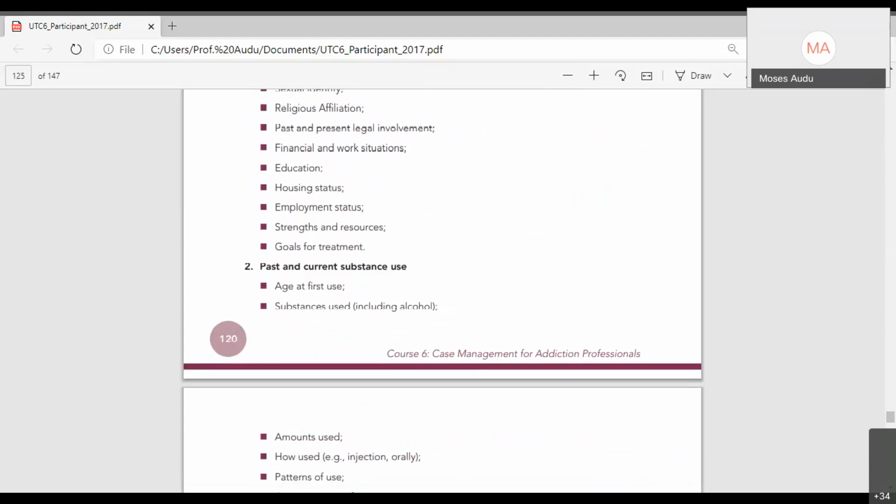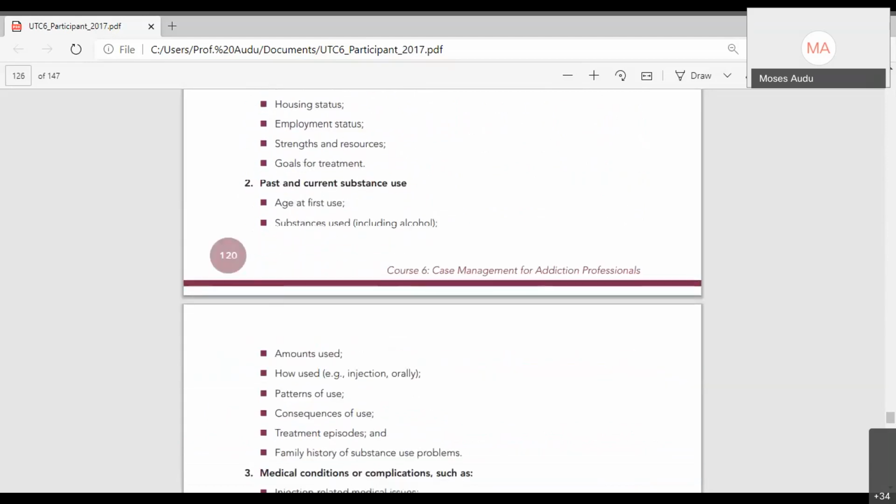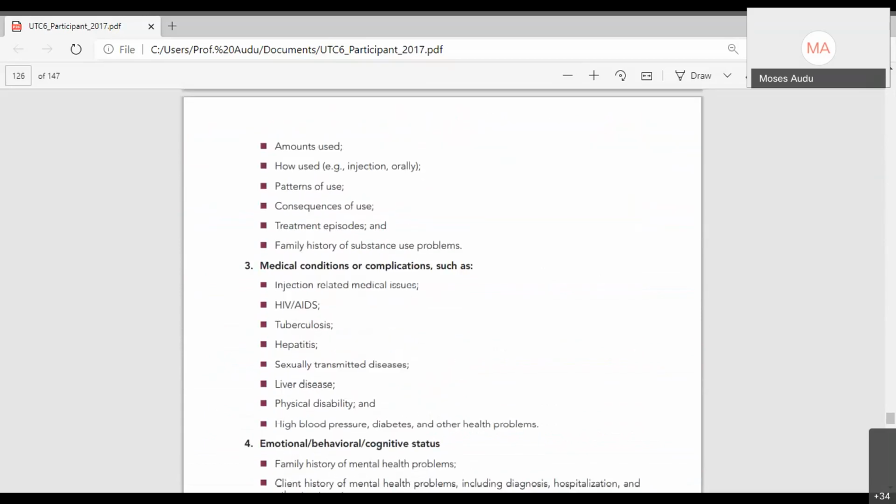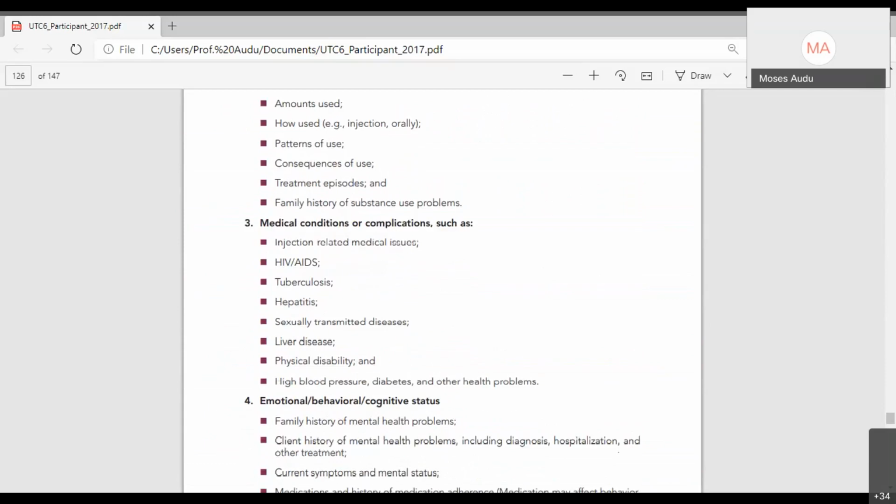We started our SI on that, and then you go through the past and current substance use, which we did in the SI, and then medical conditions and complications such as injection-related medical issues, HIV/AIDS, tuberculosis, hepatitis, sexually transmissible diseases, liver diseases, physical disability, high blood pressure, diabetes, and so on and so forth.